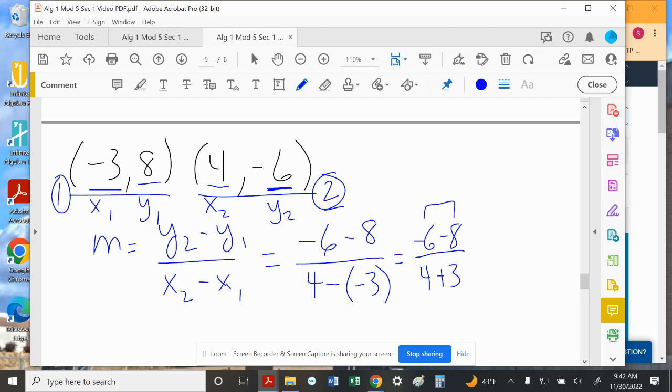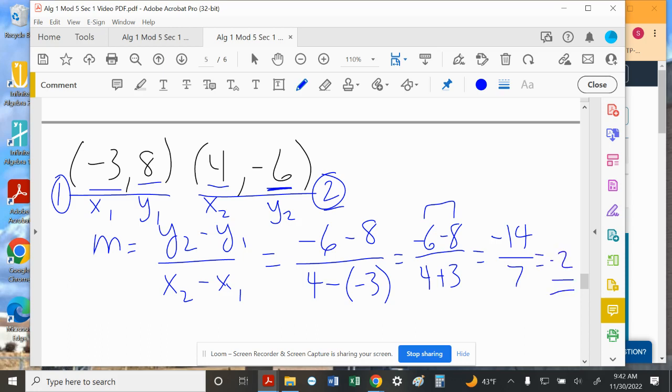Whenever we add two things with the same sign, we actually add them together. So we get 14, and then we keep the sign, which is negative. We do the same thing in positive, you just don't do it in your head that way. But 4 plus 3 is 7, and it's positive. So therefore, it's just 7. So this would be -2. So my slope is -2.